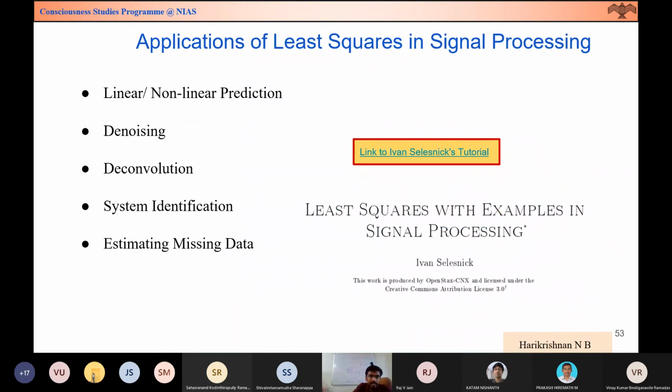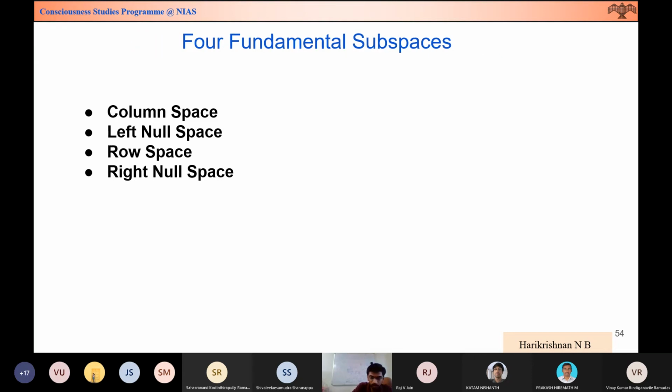This has several powerful applications in prediction, denoising, system identification, and estimating missing data. So I would suggest reading up the work of Ivan Selesnick. He has done wonderful, very fundamental work in signal processing, and you can see his work. And now, I have limited time.